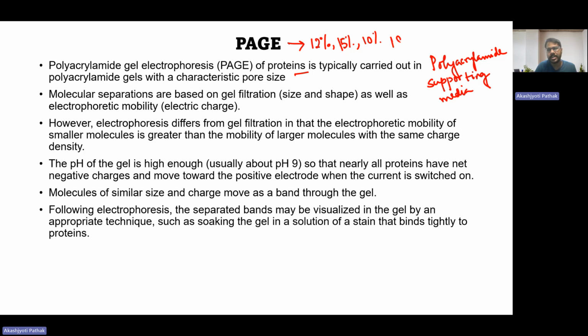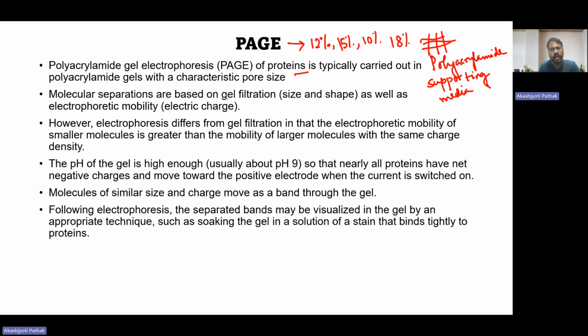So if it is an 18% gel, then the pore size will be very small. While if it is a 10% polyacrylamide gel, then it has very large pores. So your particle will move very fast compared to when it is run on an 18% gel.